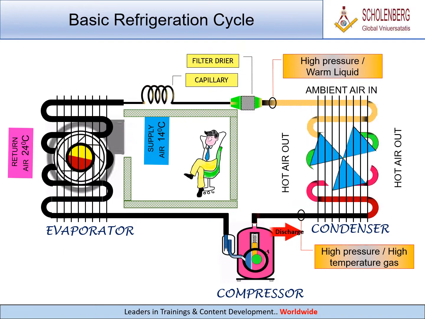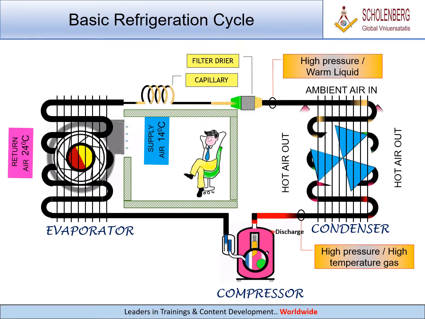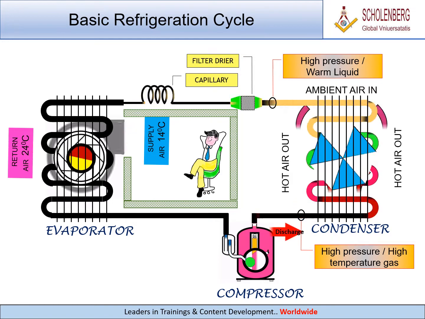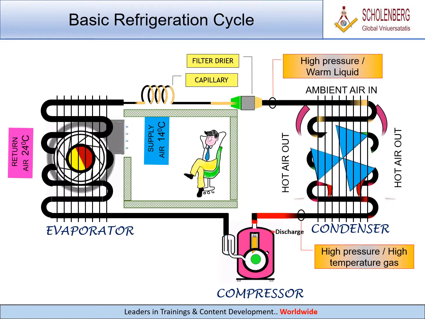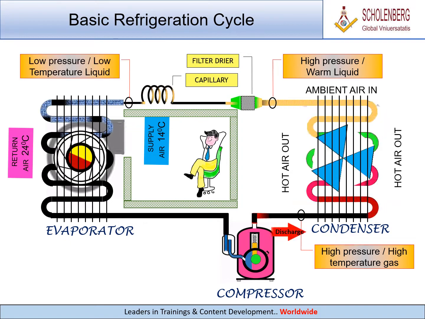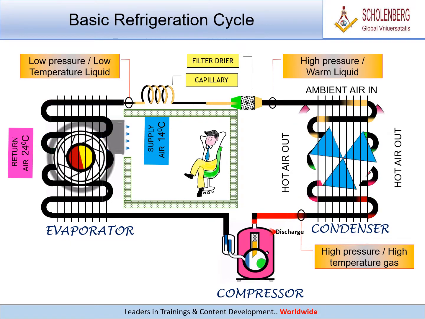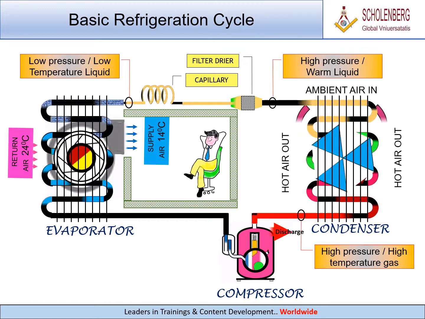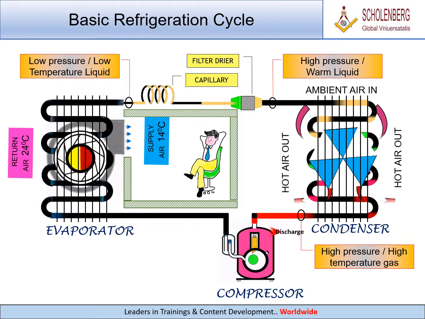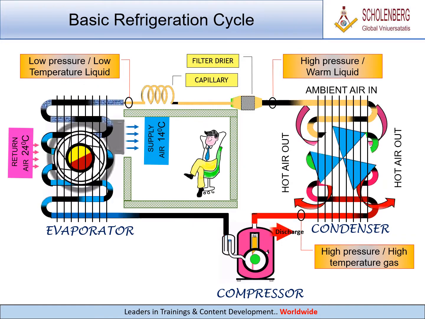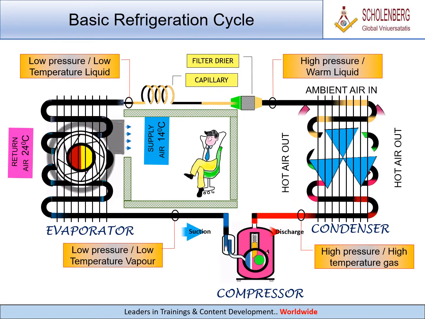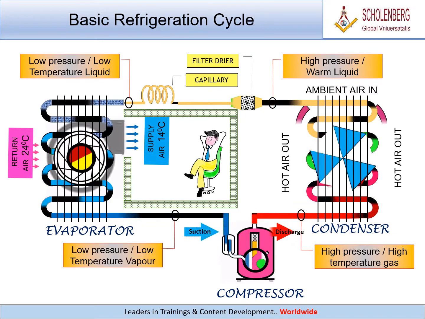The expansion device, which in this case is a capillary, drops the pressure of this refrigerant. It leaves the capillary as low pressure, low temperature liquid. After evaporation in the evaporator, the refrigerant enters the compressor as low pressure, low temperature vapor. Finally, this process repeats itself, till the compressor stops.